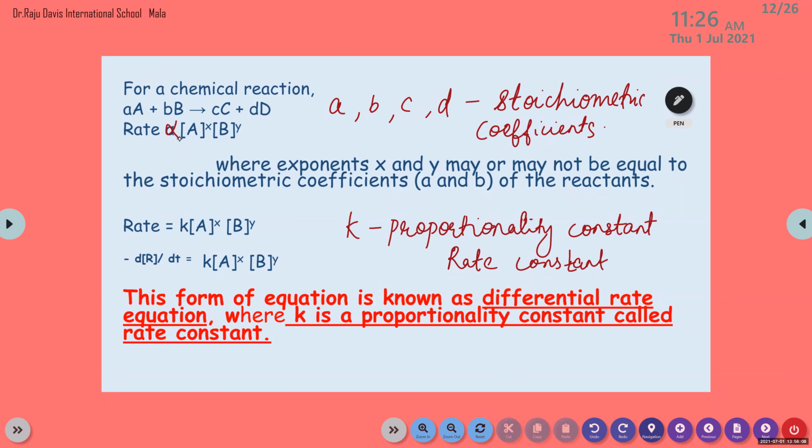What is the differential rate equation? In this equation, we are substituting this value minus d/dt. You have learned it in maths, right? d/dt is the differential form of that particular parameter. So here, due to the presence of this minus d/dt, it is known as differential rate equation.